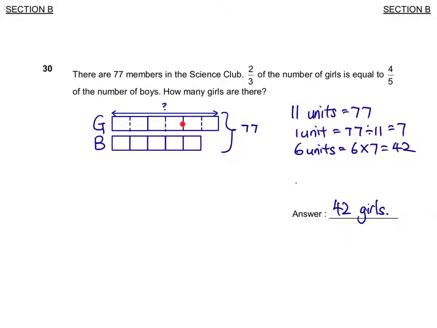2/3 of the girls. Okay, this part here. Okay, 1/3, 2/3, then equals to 4/5. Then after I know this one is 4/5. Okay, I just change it so that every one of the units is equal.